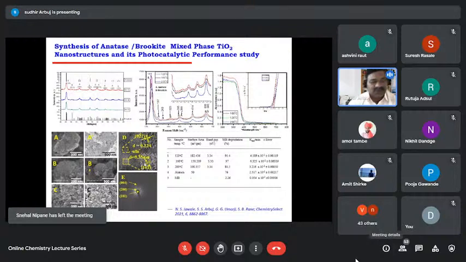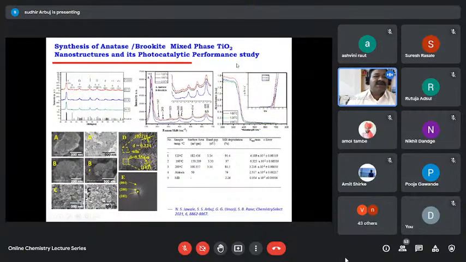Okay. So now these are the basic things. Now I will show you some of the research that we have prepared in our laboratory and checked for photocatalytic performance. Here we have prepared this TiO2 nanomaterial using the hydrothermal synthesis technique. We prepared this anatase TiO2 as well as the brookite phase mixture.